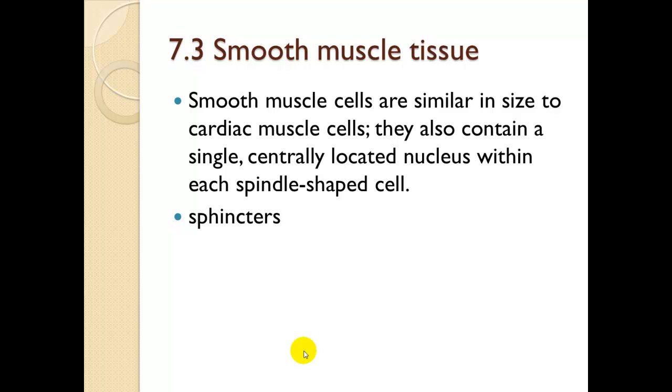7.3 smooth muscle tissue. Smooth muscle cells are similar in size to cardiac muscle cells. They also contain a single centrally located nucleus within each spindle-shaped cell. Pretty much smooth muscles, an example of this are going to be sphincters that are in the body. Your cardiac sphincter, which is in between your esophagus and your stomach, would be an example of this.